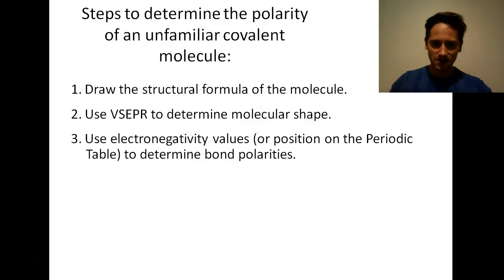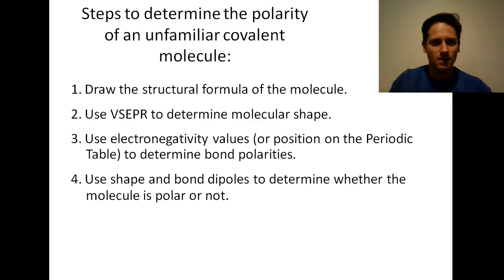Step three, use electronegativity values or the position on the periodic table to determine bond polarities. So that's what we covered in the previous video. Step four, use the shape and bond dipoles to determine whether the molecule is polar or not. So you're using molecular shape and the dipoles, or the opposite partial charges in the bond, to determine whether the molecule is polar. Now that probably won't make too much sense until we have an example, so let's do it.